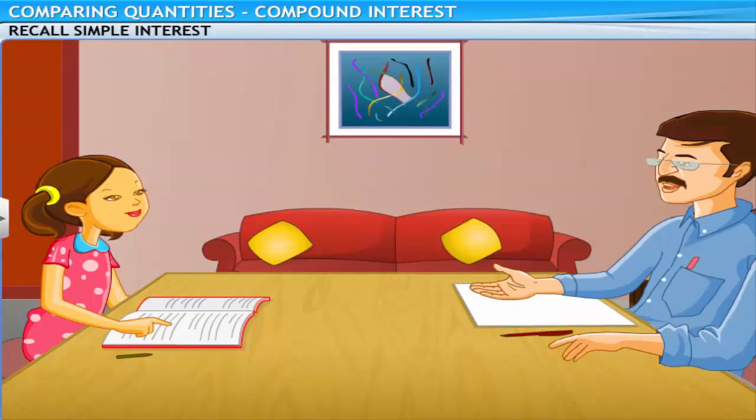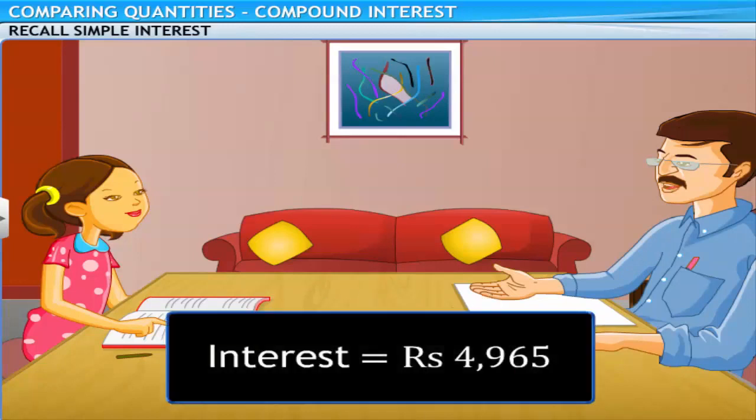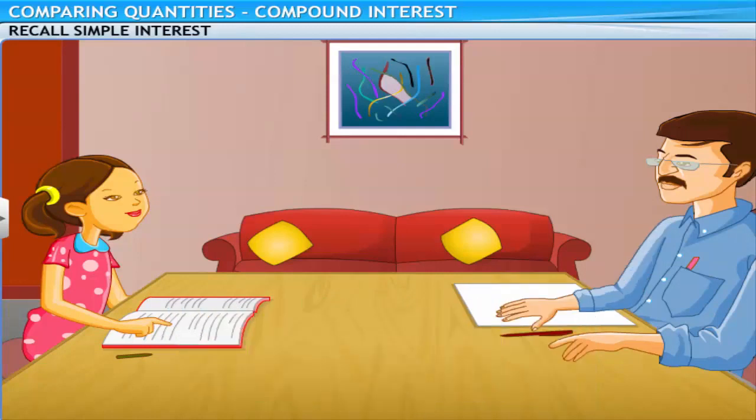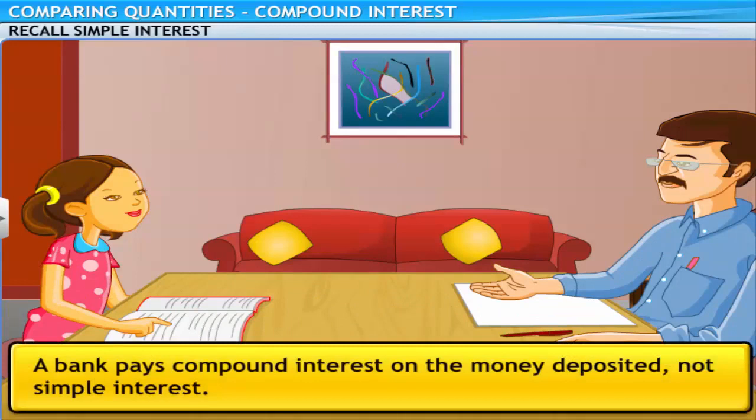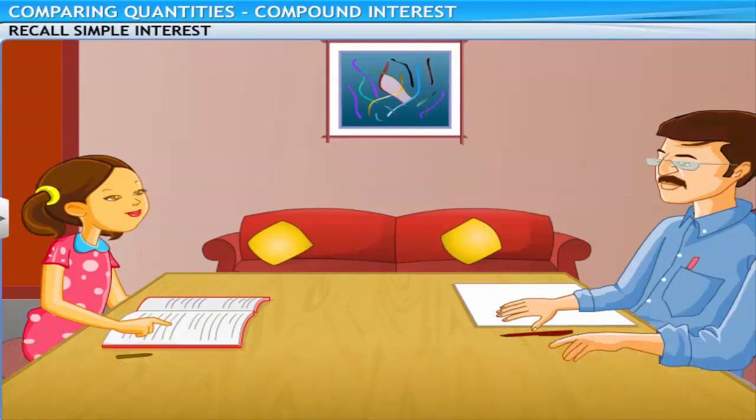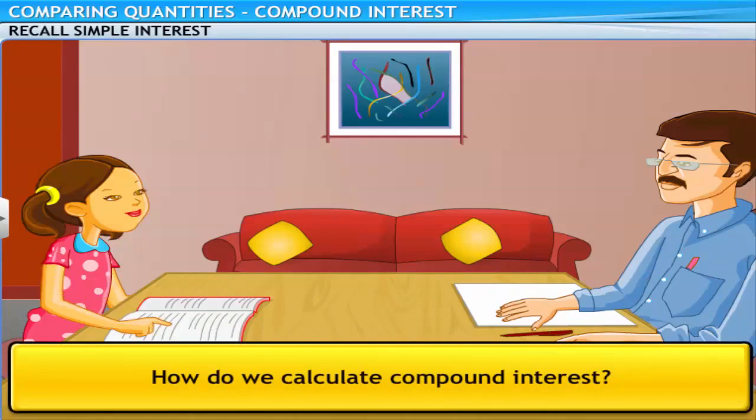No, my dear. The bank will actually pay us more. They will pay an interest of rupees 4,965. How did you get this, Dad? Where have I gone wrong? You calculated it right. But a bank pays compound interest on the sum of money deposited. And you calculated simple interest. Compound interest? How do we calculate it?